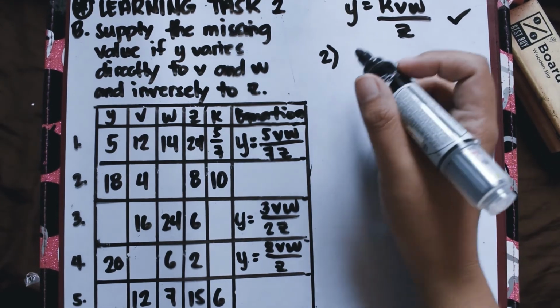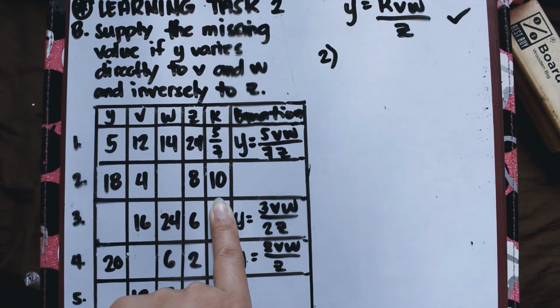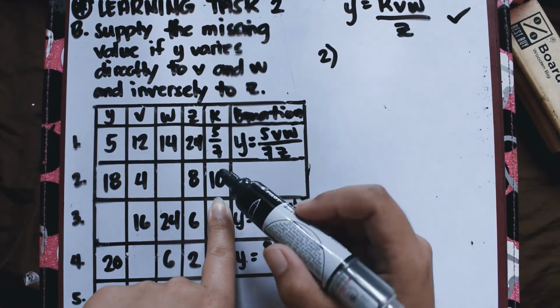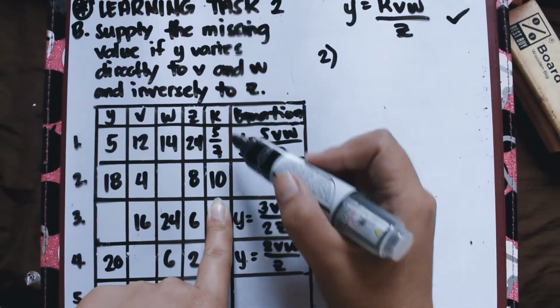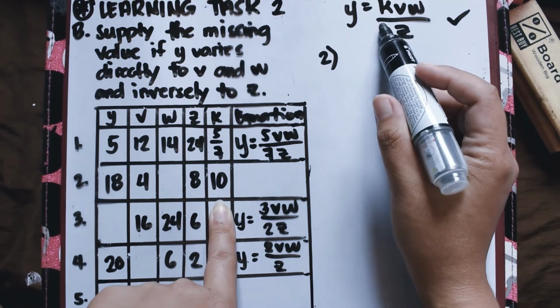Okay, so number 2 na po tayo. So sa number 2, given na si constant, so hindi na natin kailangan i-solve yung constant. Ang i-solve na lang natin is yung missing na variable which is w. So sabi ko kanina, kapag may constant na, we can easily write the equation. So ito lang po yung ating magiging basihan, papalitan lang yung k ng constant.